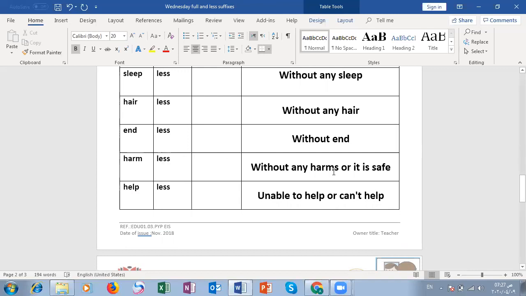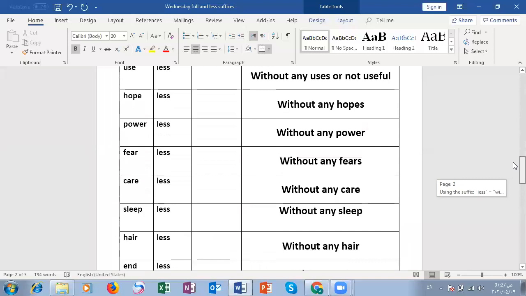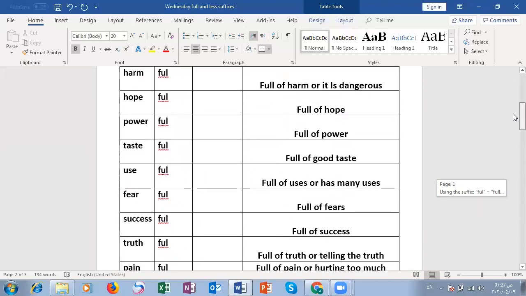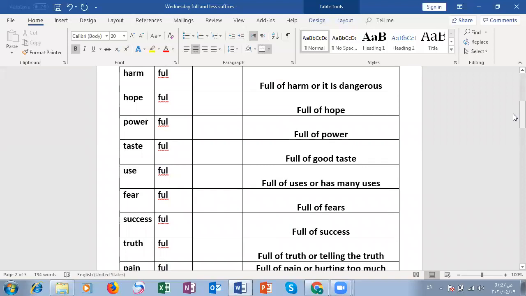Harmless, without any harms. Or this thing is safe. It's not dangerous. It's harmless. It doesn't cause any harms. It's not dangerous. It's safe, harmless, and helpless. When you aren't able to help or can't give help, so you are helpless. Okay, so now we studied these words and added the two suffixes we have today, full and less, to the words as you see.